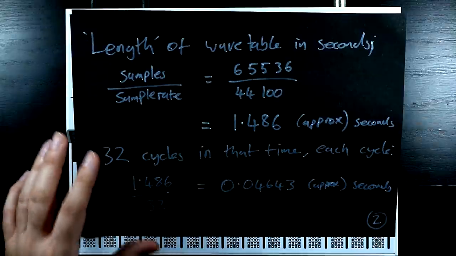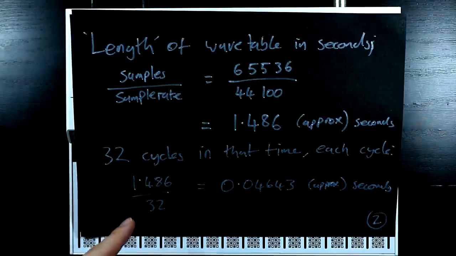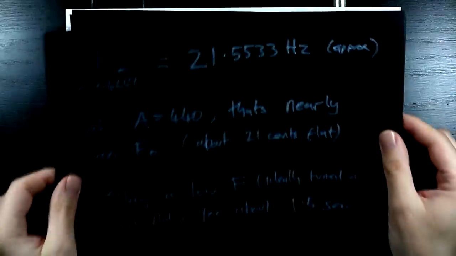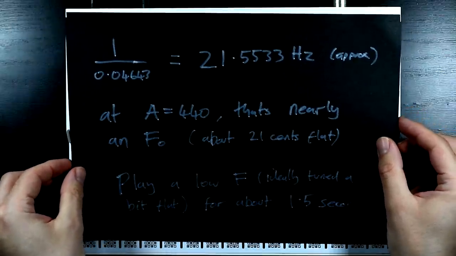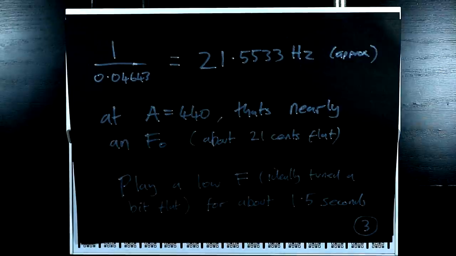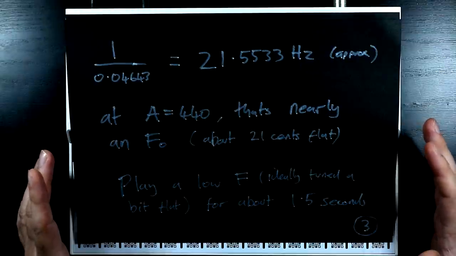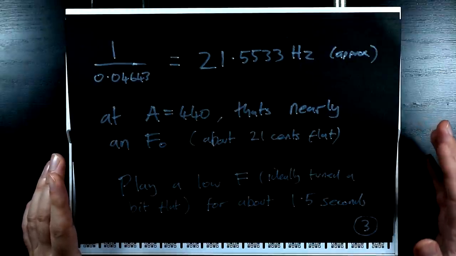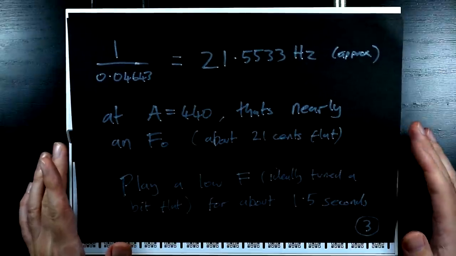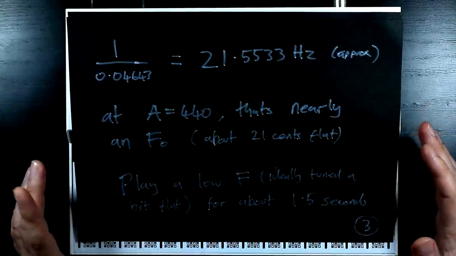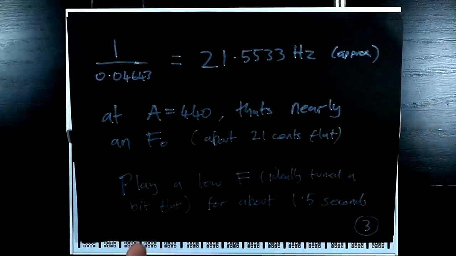So within that time, there are 32 waveforms. If we divide by 32, each waveform should be 0.04643 seconds in length. Why do we need to know that? Well, we want to work out from that what frequency or what pitch we should be playing any notes at. If we take that number and divide one by it, we get 21.5533 or thereabouts hertz. So that's the frequency of the note that is going to work best within the MicroFreak's wavetable. Assuming A equals 440 hertz, which it does most of the time, that's basically the lowest F you can play in most cases, about 21 cents flat.